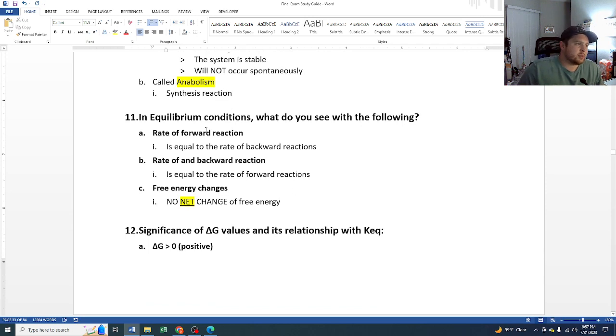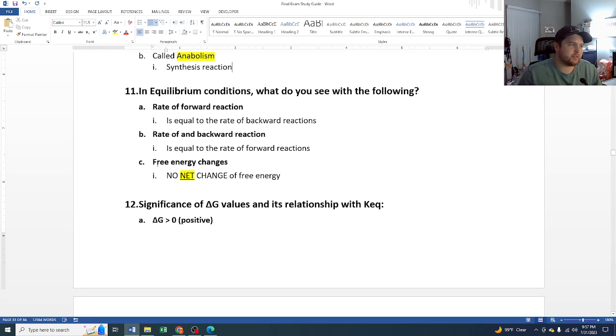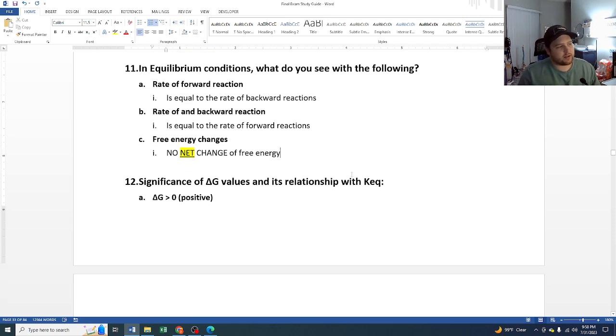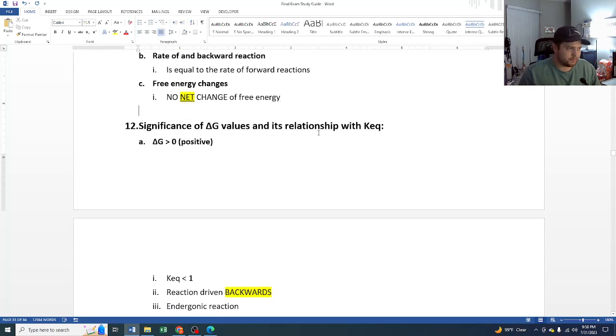In the equilibrium conditions, what do we see? The rate of the forward reaction should be equal to the rate of the backwards reaction. The rate of the backwards reaction is equal to the rate of the forward reaction. It's just saying the same thing. And for free energy changes, there should be no net change of free energy. Once we're at equilibrium, everything should be constant. Everything should be equal to one another.